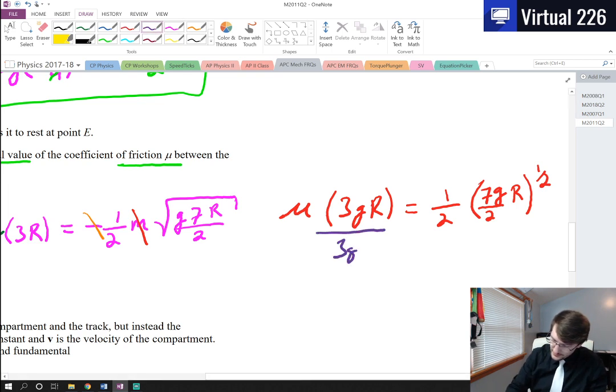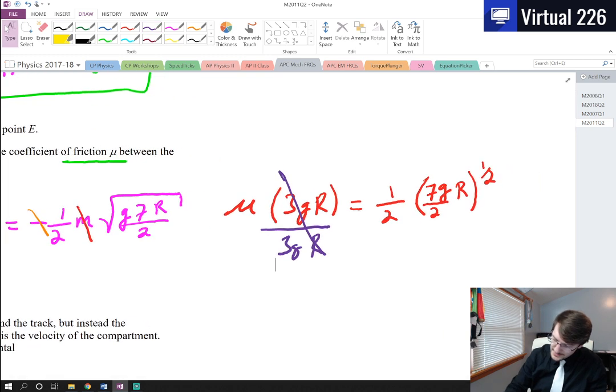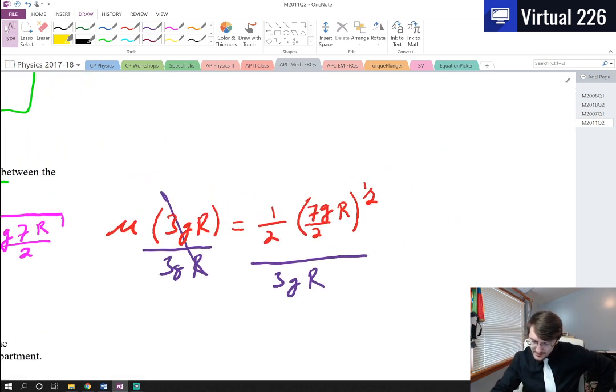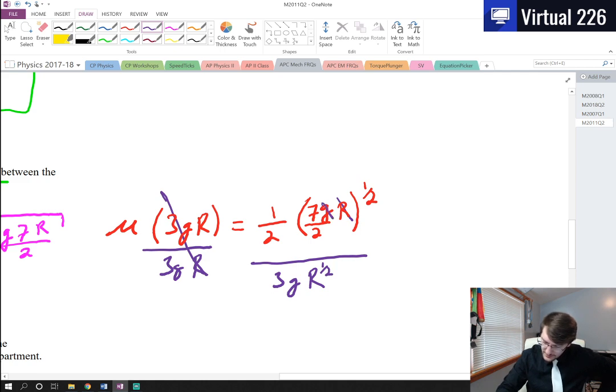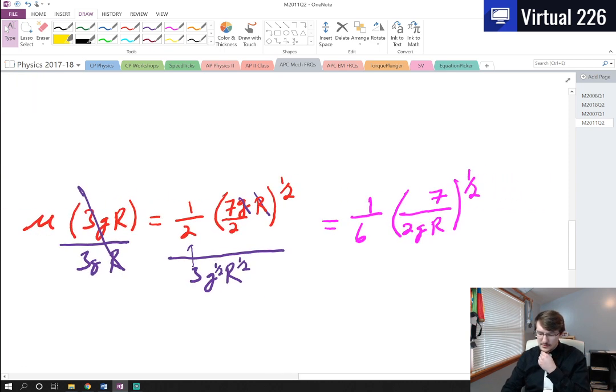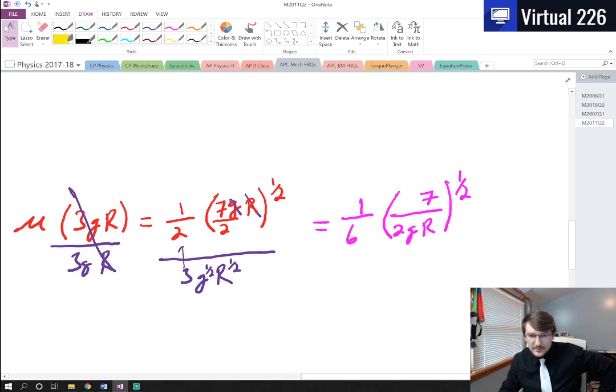If I divide everything by 3gr, those wipe. And when I divide by 3gr, what we'll quickly find is that this half r will go away, and I'll get a half here. This g will go away, and I'll get a half here. And then this 3 will pop into the denominator and become a 6 down there. So I should get, oh boy, this is going to be annoying. 1/6 times 7 over 2gr to the 1/2, right? And then, did I mess something up somewhere?